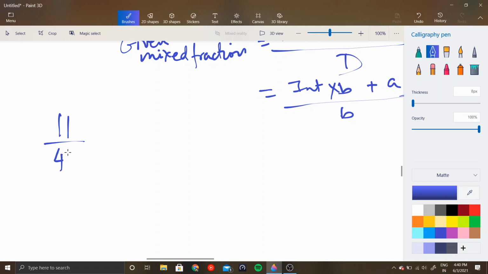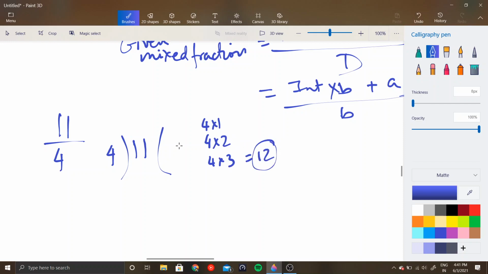How do you do this? We will divide, right? For divisions, we divide it like this. Probably you guys know it. So what is the closest we can go to 11 without exceeding 11? 4 into 1 is 4, 4 into 2 is 8, 4 into 3 will be 12. Now 12 is greater than 11, so we cannot have it.